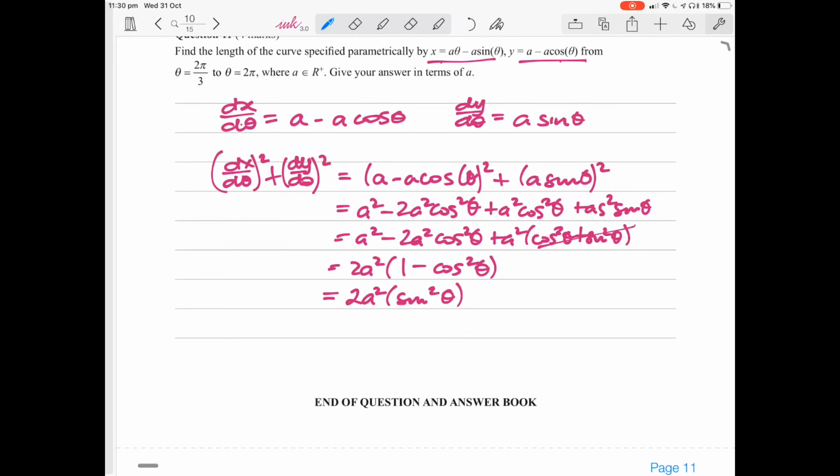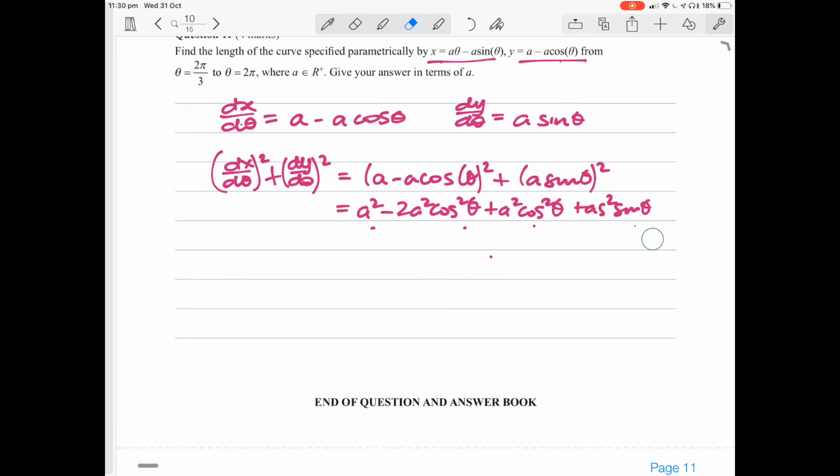That's because that is not squared. I knew there was something that's not right. See here, this isn't cos squared theta. That's just cos theta, because it's just a times a. So we know that's just a squared. So we get 2a squared, 1 minus cos theta.